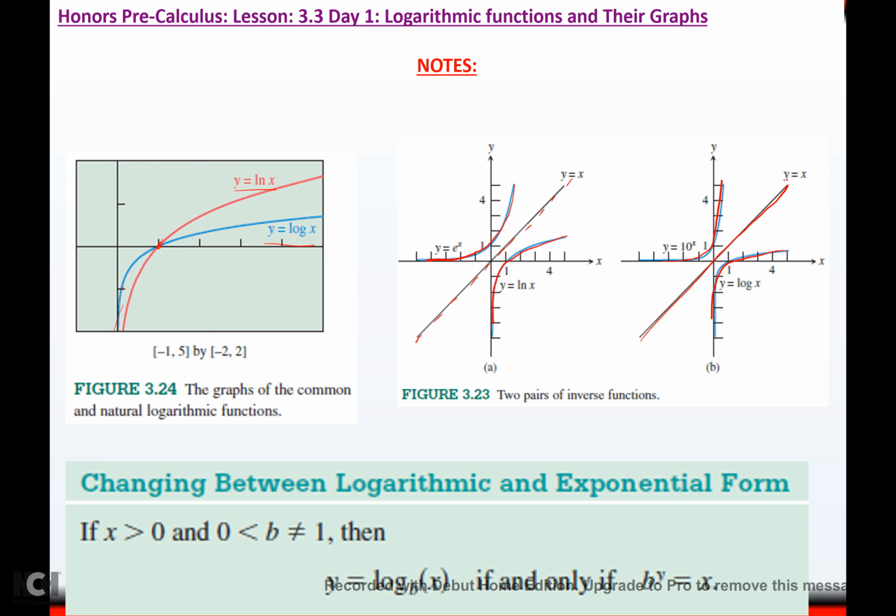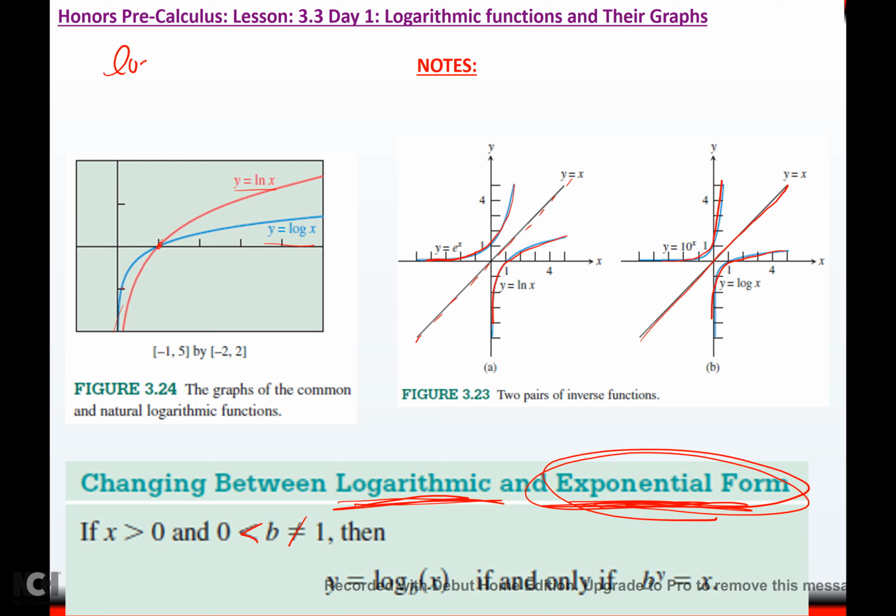So, first thing we're going to learn is how to change between logarithmic and exponential form. You know exponential form; this you've worked with. This you haven't. It says if x is greater than 0, and b is greater than 0 but not equal to 1, then y equals log base b of x if and only if b to the y equals x. Here's your story: if I have a log of some base b of x and I claim that it equals y.